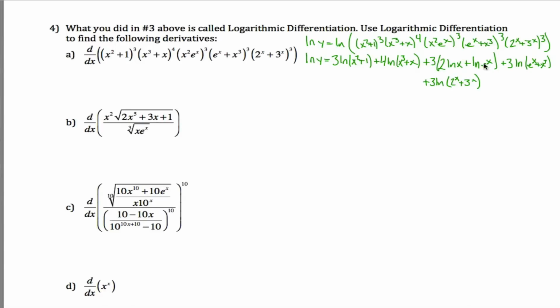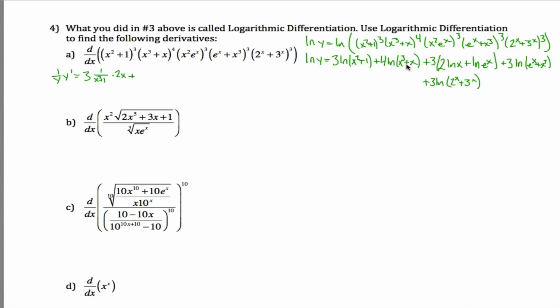Okay. The purpose in doing all this, I haven't done any calculus yet, but it's a lot easier to take the derivative of sums than it is to take the derivative of products like this. So now what I can do, take the derivative of both sides of the equation. The derivative of natural log of y is 1 over y times y prime. And the derivative on the right-hand side here, well, I got 3 times the derivative of the natural log of x squared plus 1, which is 1 over x squared plus 1 times the derivative of x squared plus 1, which is 2x.